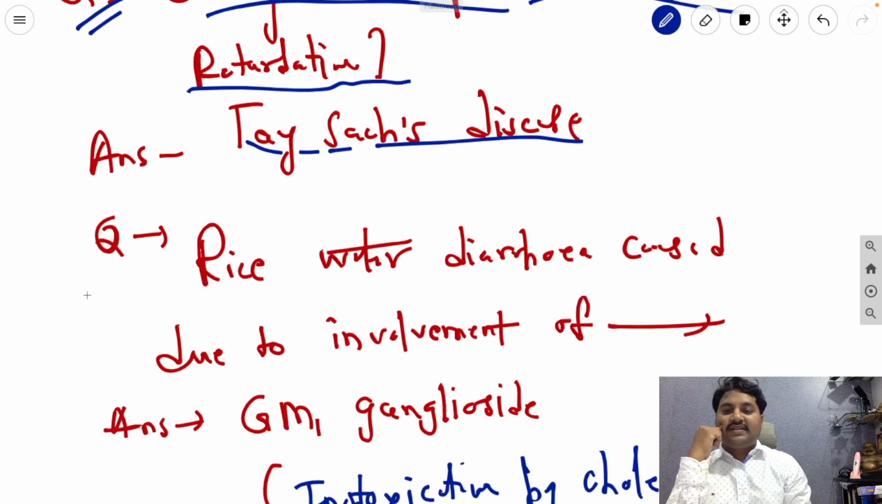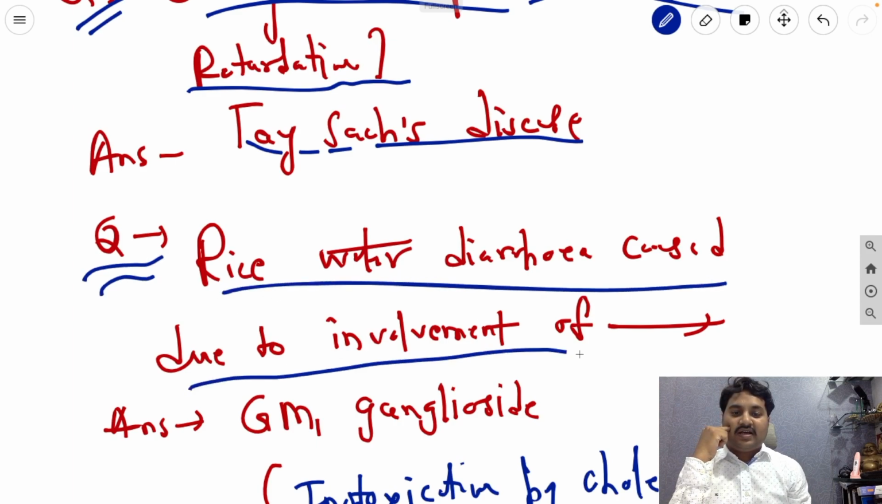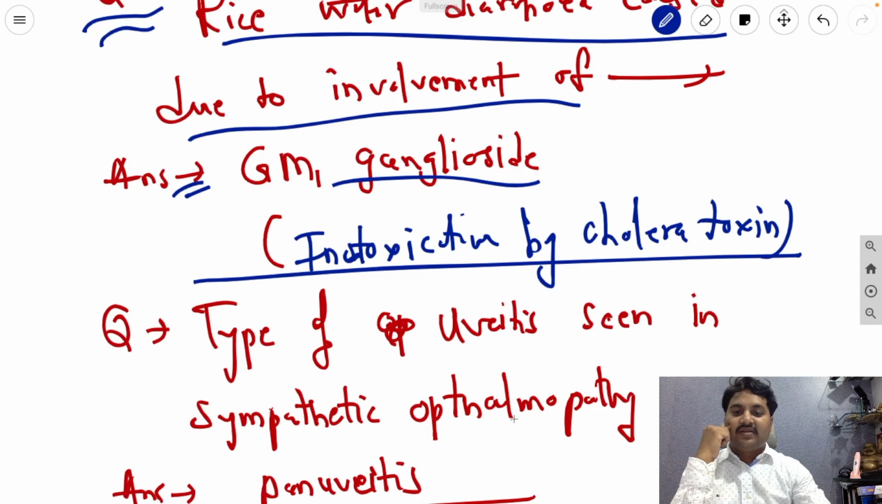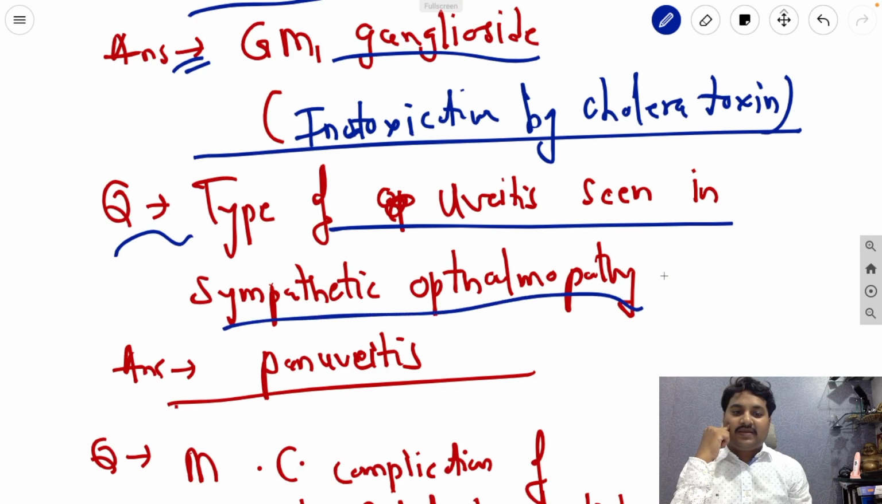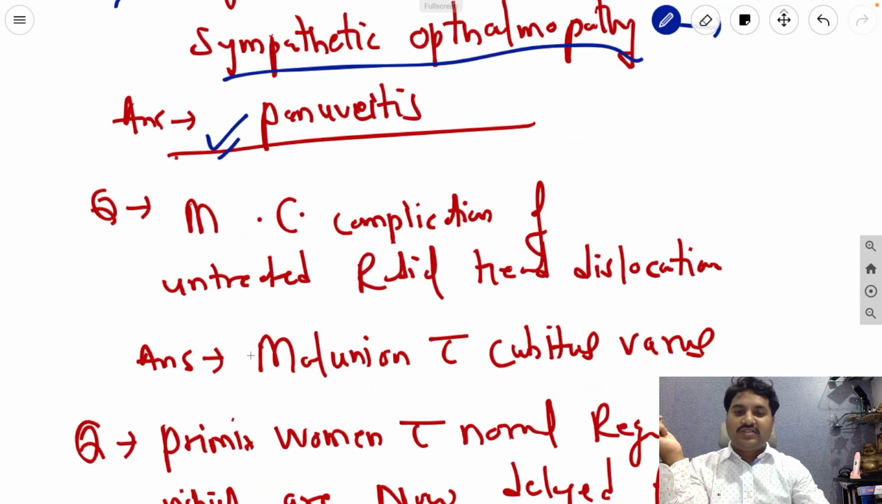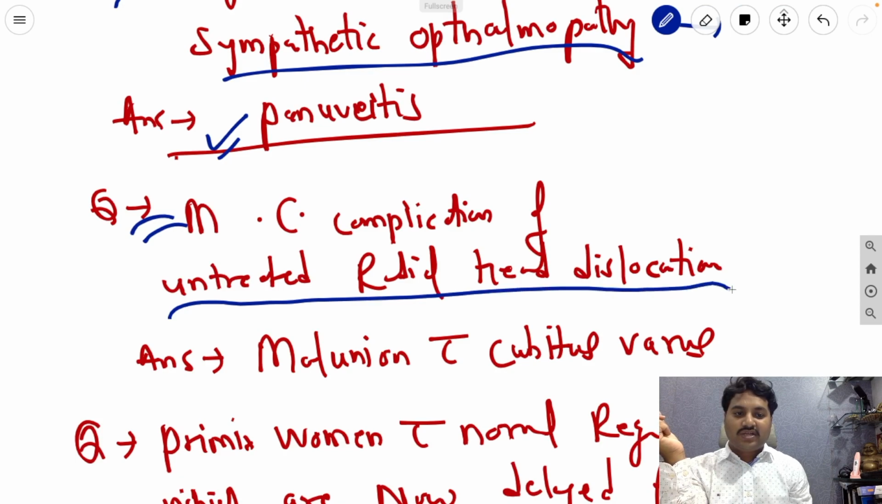Next question is, the rice water diarrhea is caused due to the involvement of. Answer is GM1 ganglioside, that is caused by intoxication of the cholera toxin. Next question is type of uveitis seen in sympathetic ophthalmopathy. The answer is panuveitis. Next question is most common complication of untreated radial head dislocation. The answer is malunion with cubitus varus.